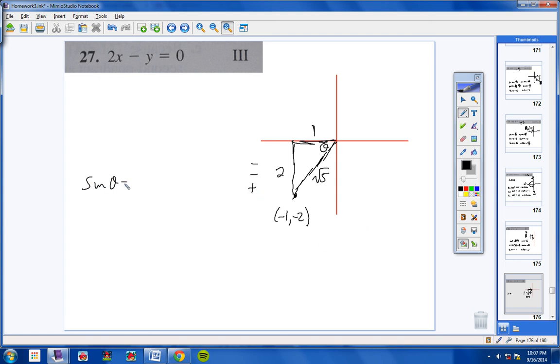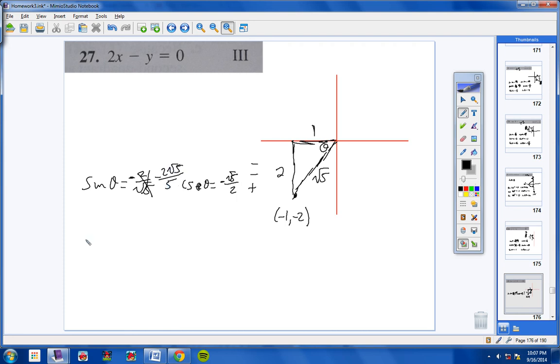Sine of theta would be opposite over hypotenuse, so 2 over square root of 5. So cosecant would be negative, by the way. Sorry about that. So the cosecant of theta would be negative square root of 5 over 2. If we rationalize this, we'll get negative 2 square root of 5 over 5.